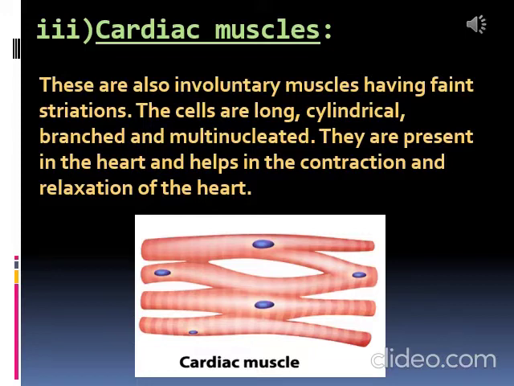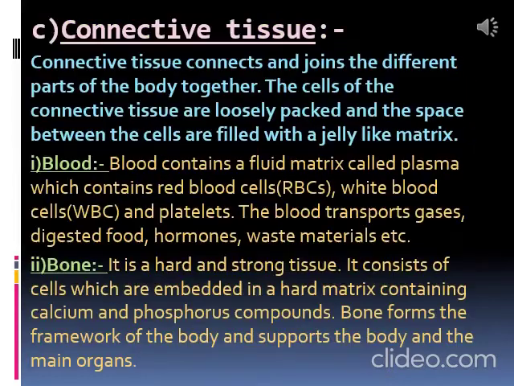This type of muscular tissue, cardiac, is present in the heart only and helps in the contraction and relaxation of the heart. So these are also involuntary because these heart muscles also do not work according to your will. So these are also involuntary muscles. Only striated muscular tissue is voluntary, the other two are involuntary in nature.